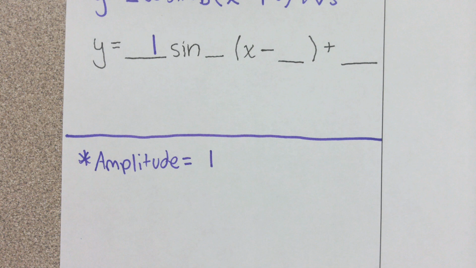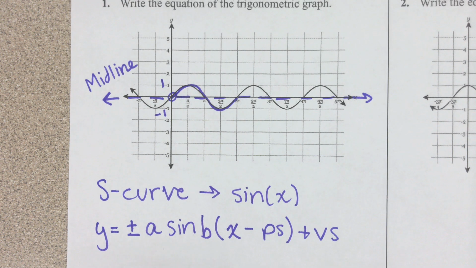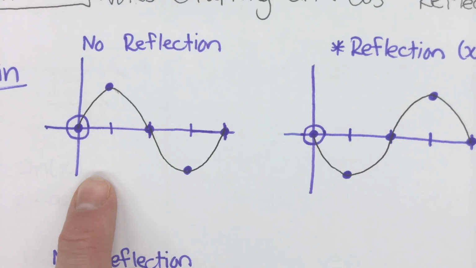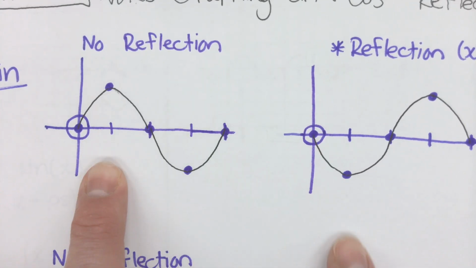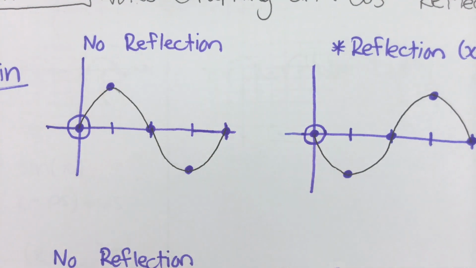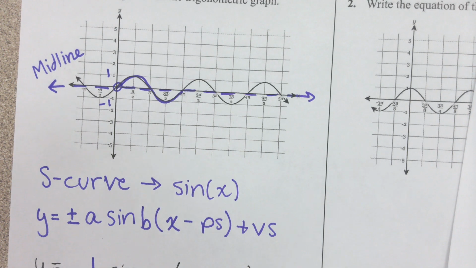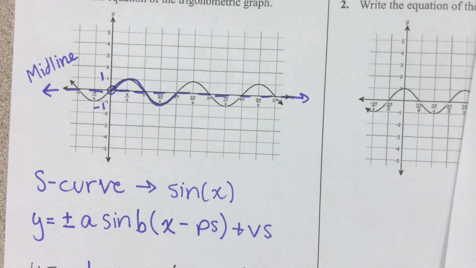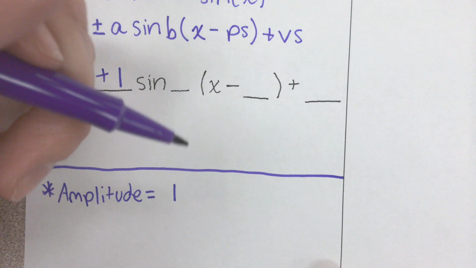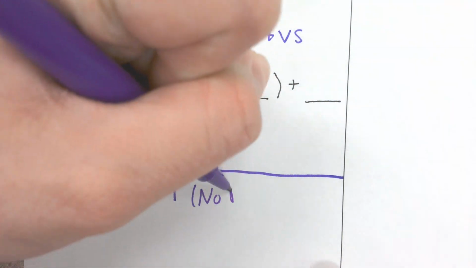And then we have to decide if it's positive or negative. That goes based on the way the curve is moving. So looking at our curve here, and I'm going to steal from the other day's notes, the sine curve without a reflection versus with a reflection. If it goes up, it's positive. If it goes down, it's negative, reflection. This curve is going up like it's supposed to. There is no reflection here. This is a positive one. So I'll add for clarity down here, no reflection.